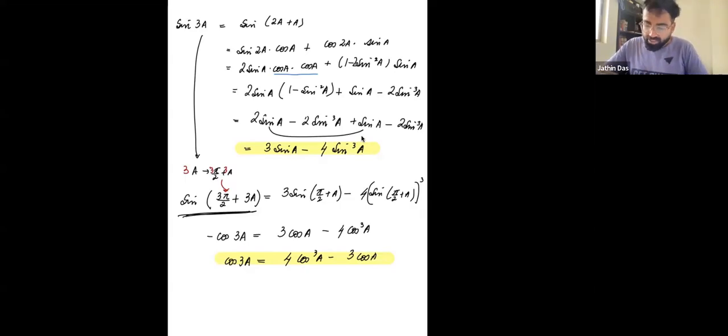So remember this formula. Sin 3a is 3 sin a minus 4 sin cube a, and cos 3a is 4 cos cube a minus 3 cos a. Okay.